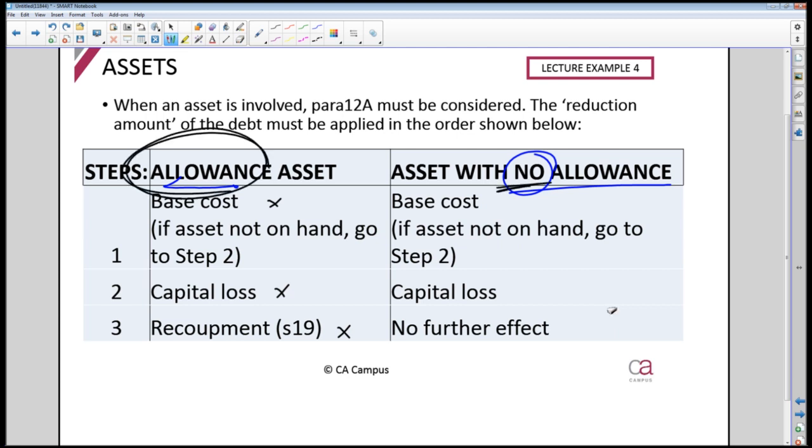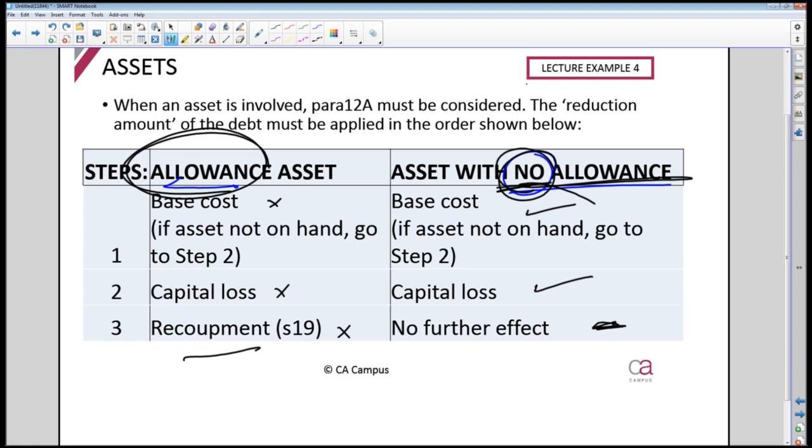If there are no allowances granted on assets such as land, we will first reduce the base cost. If the base cost has already been reduced to nil, or if the asset is no longer in hand, we'll reduce the capital loss. And if there is anything left, there's no further effect, because there cannot be a recoupment. Why not? Because what's the golden rule for recoupments again? You can't recover or recoup more than the past allowances. If there were no allowances granted, then there was no recoupment taking place.